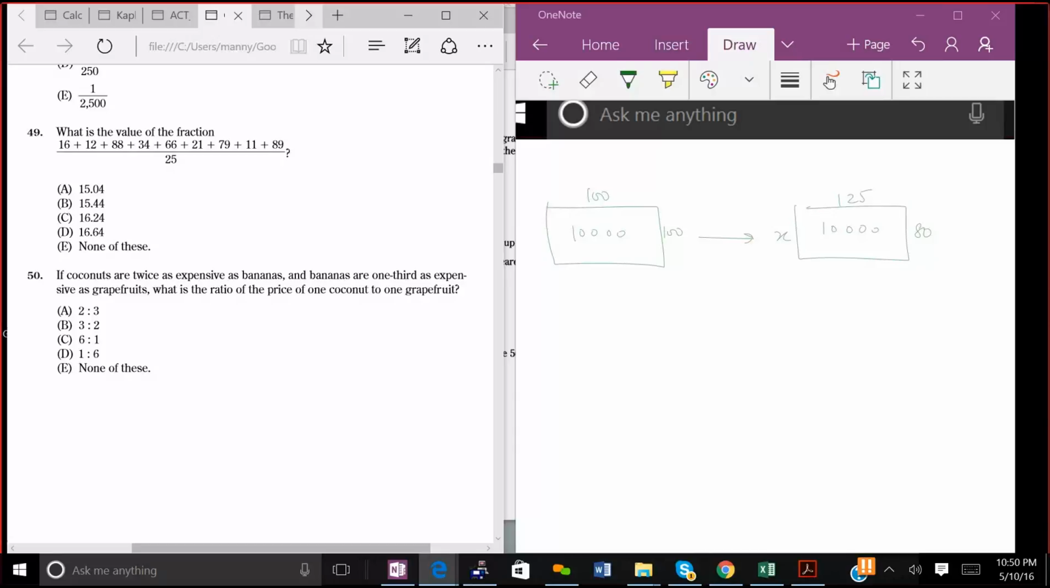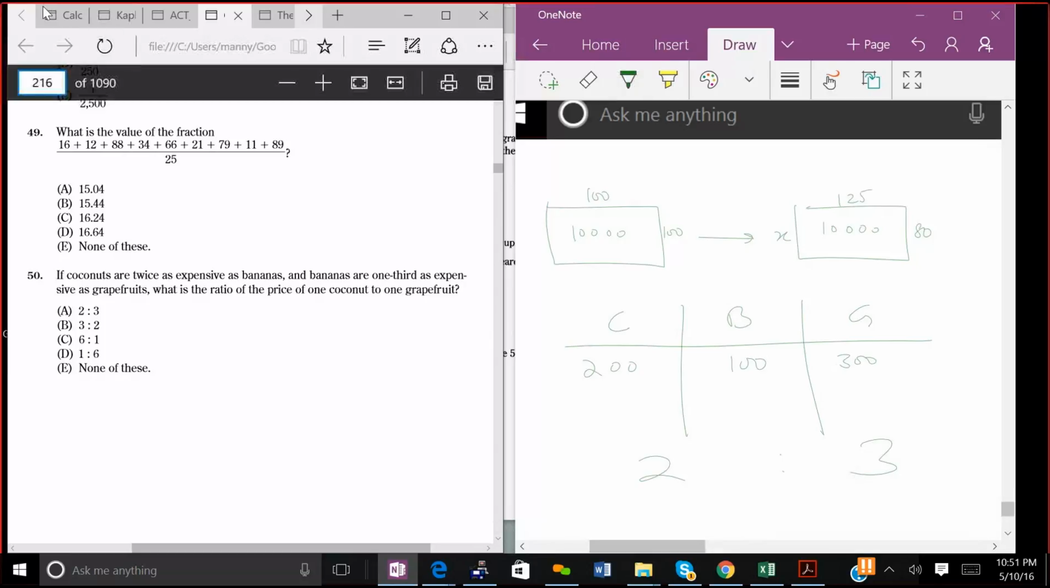Is it 3 to 2? Shouldn't it be 2 to 3? Look, if you have coconut, banana, and grapefruit, coconut's twice as expensive as bananas, so it's 200 to 100, and you can see that banana is 1/3 of grapefruit, so grapefruit is 300 cents. Okay, 200 cents, 100, 300. So you can easily see it's 2 to 3, right? Yeah, that's it. All right.